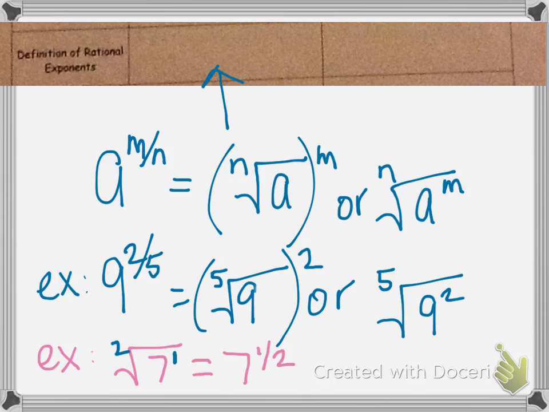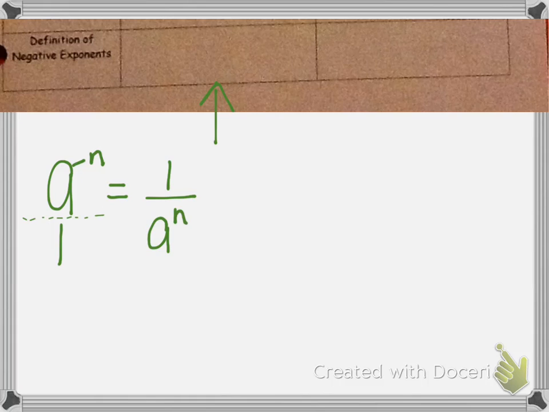Okay, so last one here, last property. And this is, again, just for exponents, definition of negative exponents. So remember, negative exponents do not make your numbers negative. Negative exponents make reciprocals. So if this is really over a 1, then this becomes 1 over a, and the exponent turns positive.